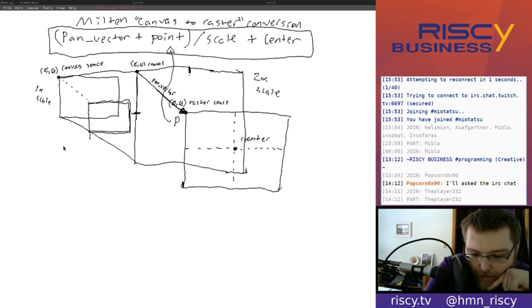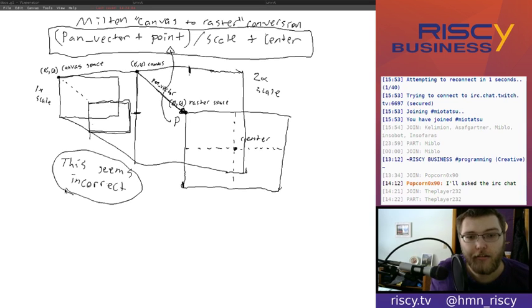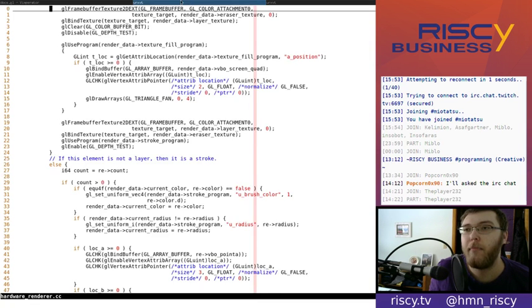And then why are we adding the center to it? So I don't think my mental model is correct here. This isn't working out in my mind. This seems incorrect. So we're going to take a closer look at the code and try to get a better mental model of what the coordinate conversion is.